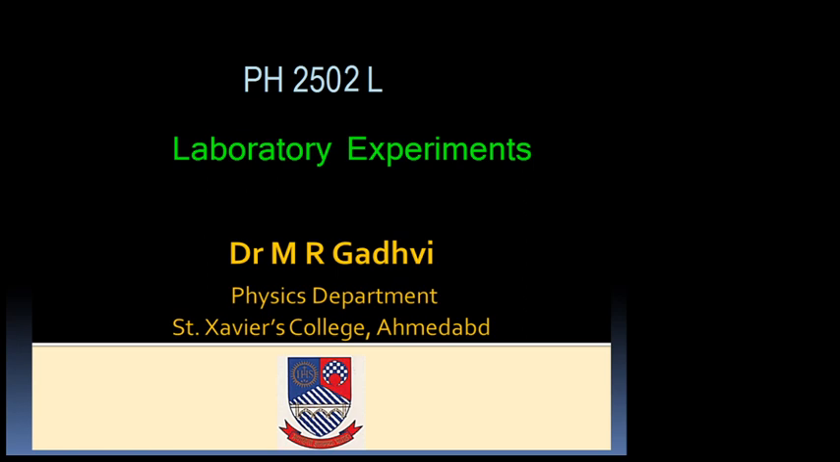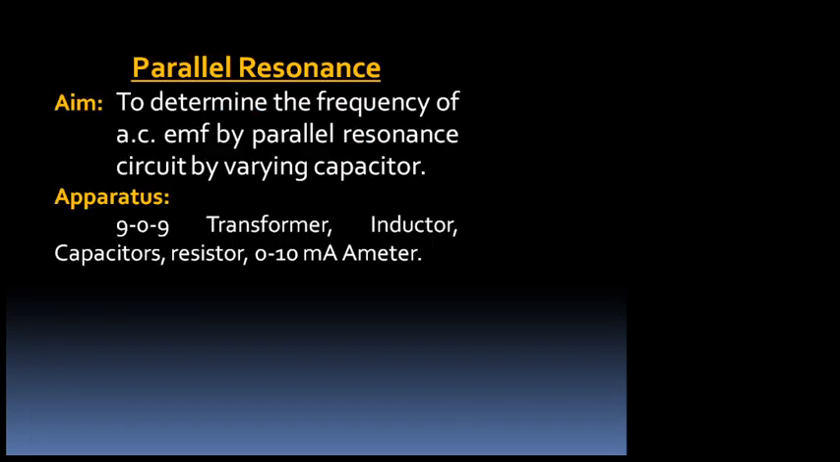PH2502L Laboratory Experiments by Dr. M.R. Gadhvi. Today's experiment is parallel resonance. The aim of the experiment is to determine the frequency of an AC EMF by parallel resonance circuits by varying the capacitors. The required apparatus are a 9-0-9 transformer, inductor, capacitor, resistor, and one AC current meter with a 0 to 10 or 0 to 15 milliampere range.